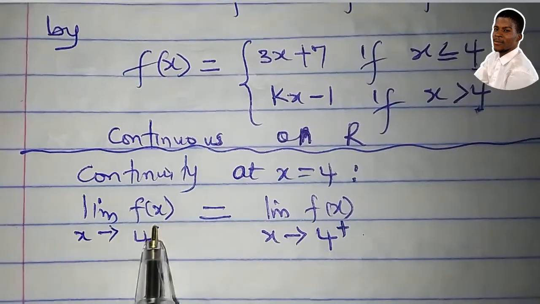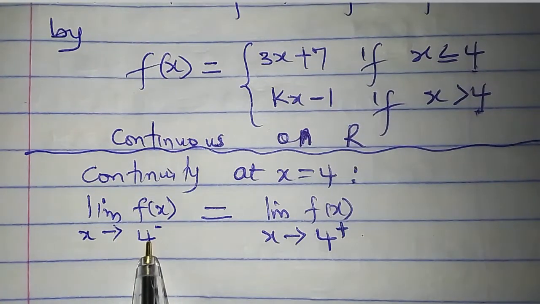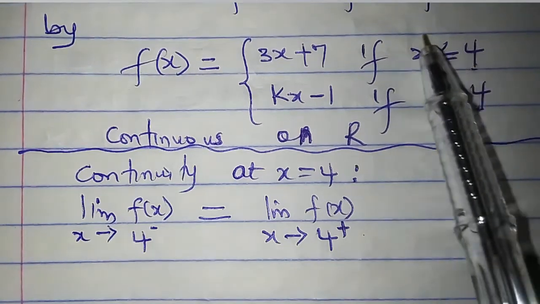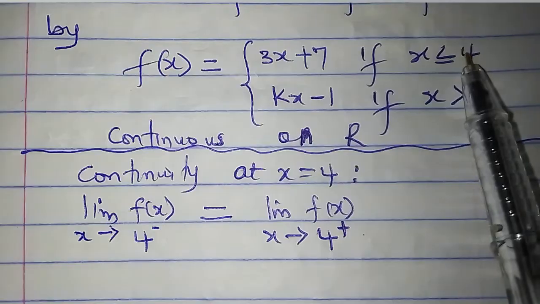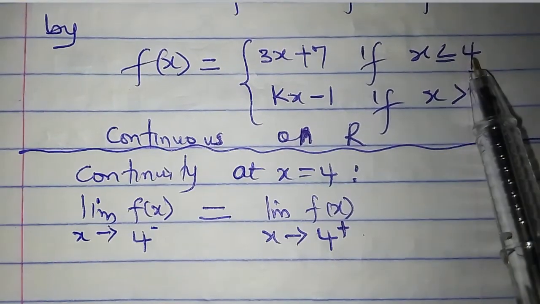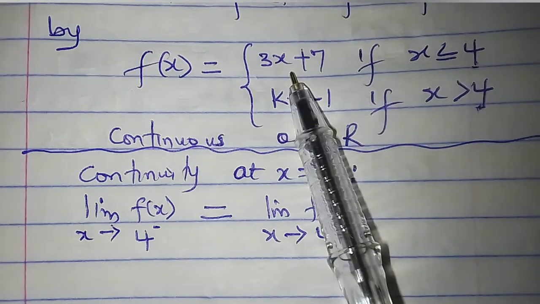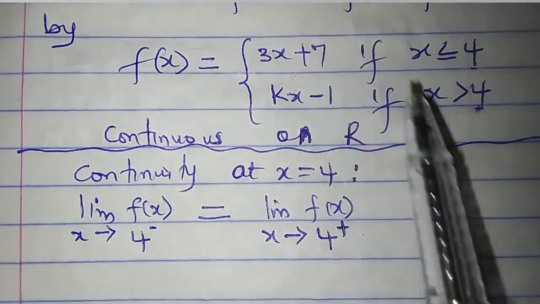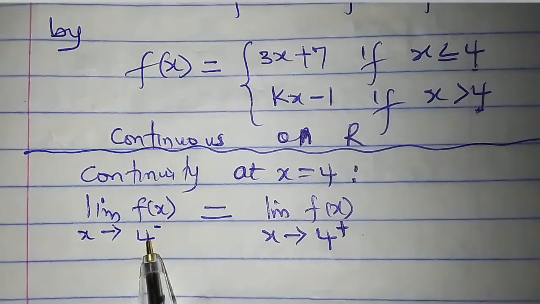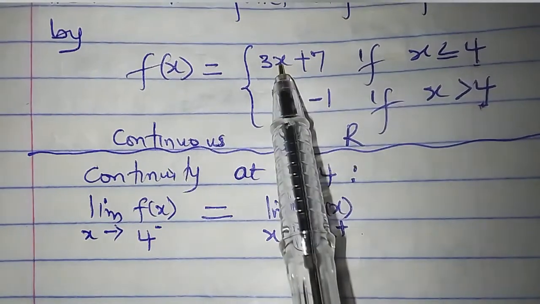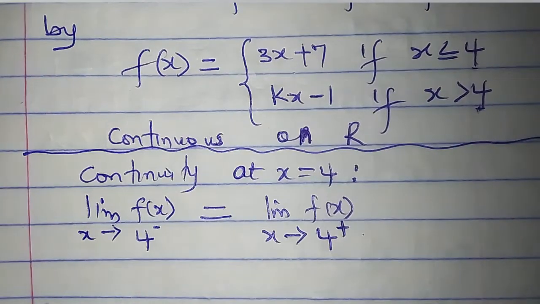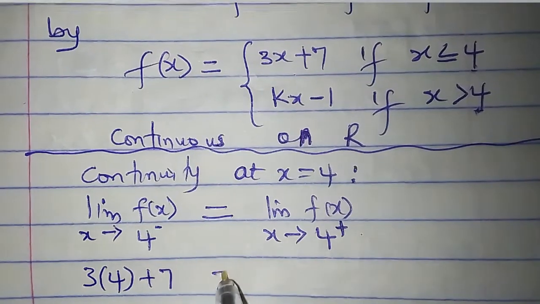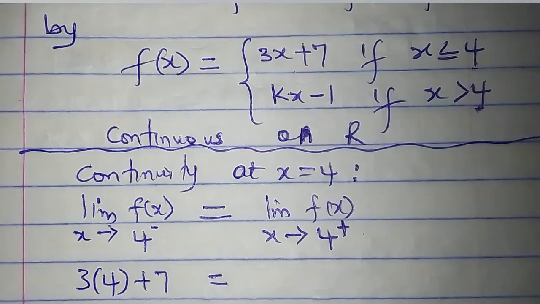As x approaches 4 from the left implies that x is less than 4. So where do I have x less than 4 here? I can see that x is less than 4 here. So I will use this subfunction to determine the limit of the entire function as x approaches 4 from the left. In place of x, I'll write 4. So we have 3 bracket 4 plus 7. Let's go ahead. Just keep watching.